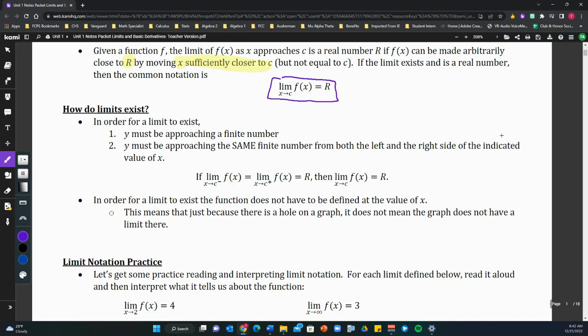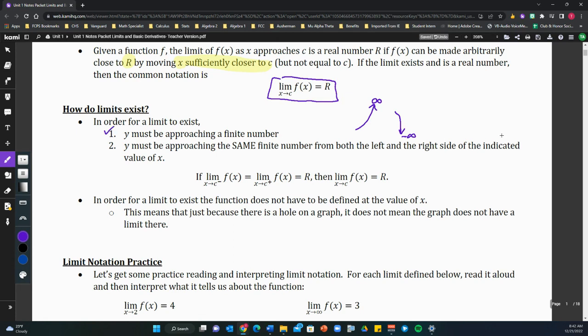The first one is that y must be approaching a finite number. What's a finite number? Well, it's any number you can think of as long as it's not increasing or decreasing without bound. Without bound means basically as long as I'm not going to keep getting bigger and bigger forever and head towards positive infinity, or decrease more and more forever and head towards negative infinity, then that satisfies this first condition.